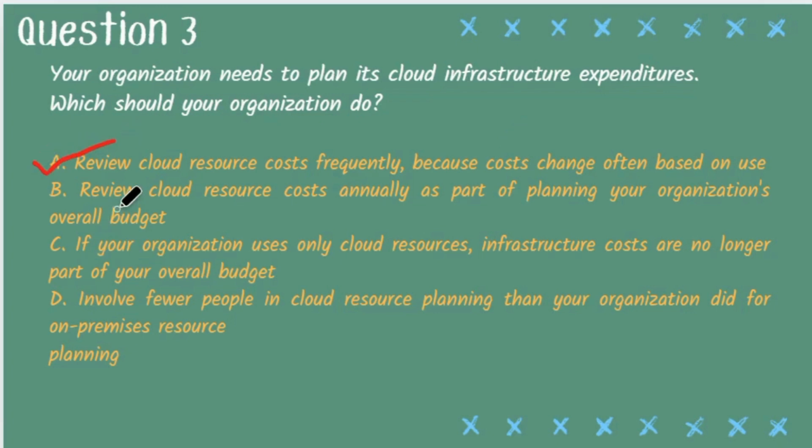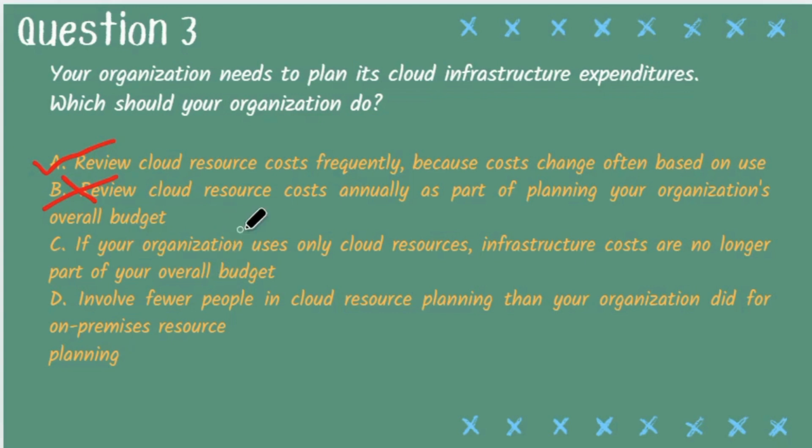Option B says review cloud resources costs annually as a part of planning your organization's overall budget. Now, it's not a good idea to set aside the costs and review them annually. You have to review them in a more frequent way. So this does not sound like a good option. But let's just put that aside and see option C.